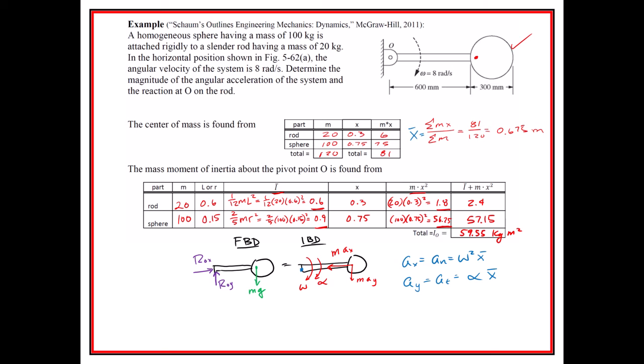All right, so we have a choice here. We could either write the sum of the moments about O is equal to I-O times alpha, right? Or we could say the sum of the moments about G is equal to the sum of the effective moments about G, right? So let's do it this way on the left first.